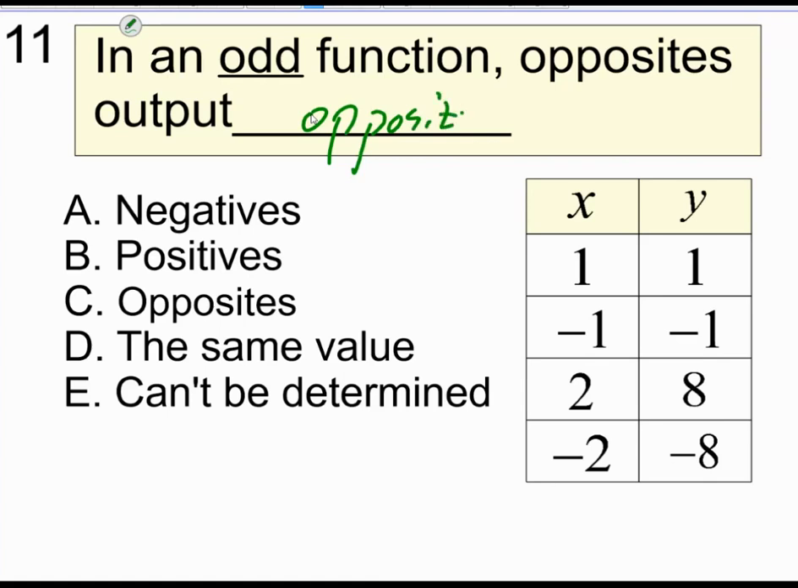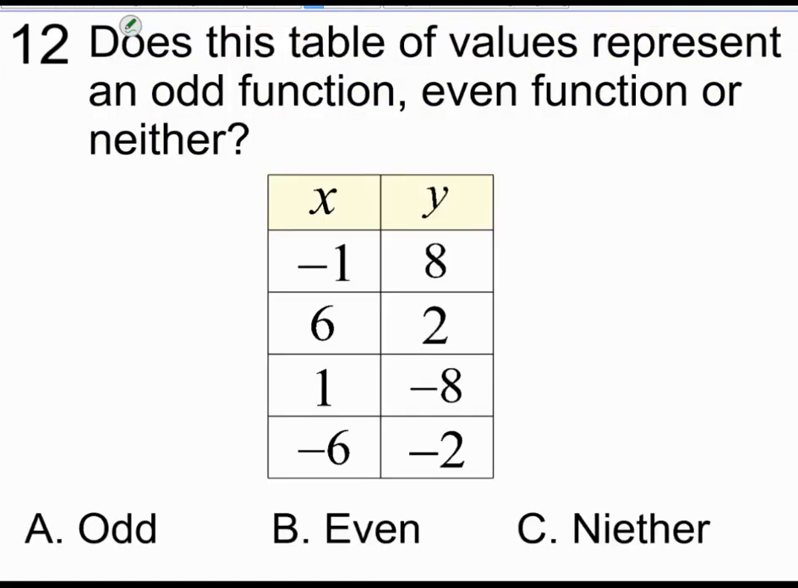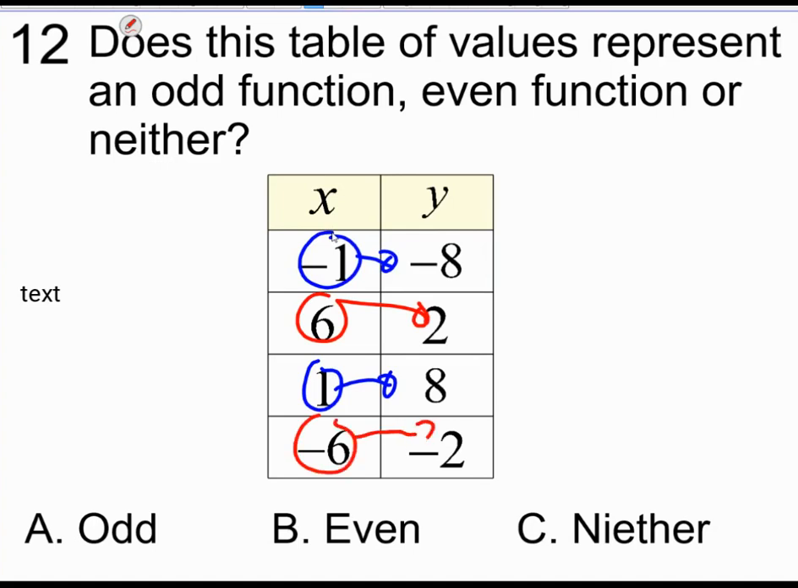I like that question. We can recognize this table as odd because 1 and -1 are outputting 8 and -8. And it doesn't matter. I could switch the 8s like this, and it's still the same thing. And the 6s are outputting 2 and -2. This is an odd function table.